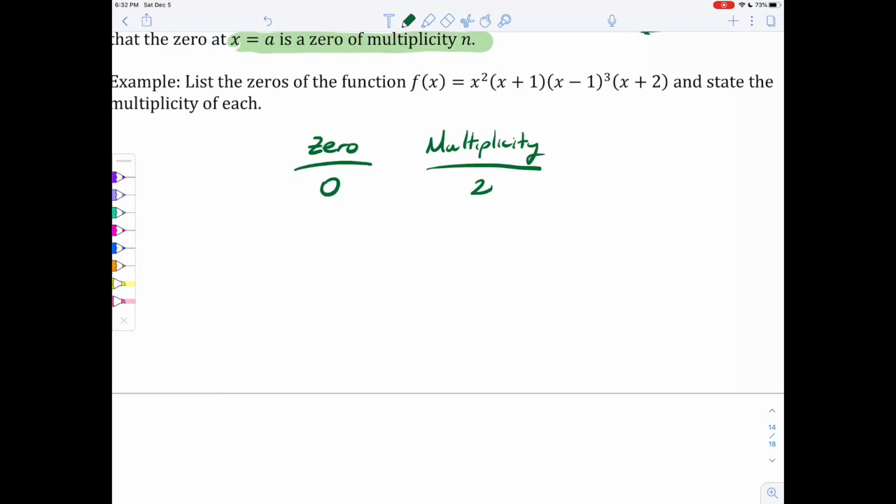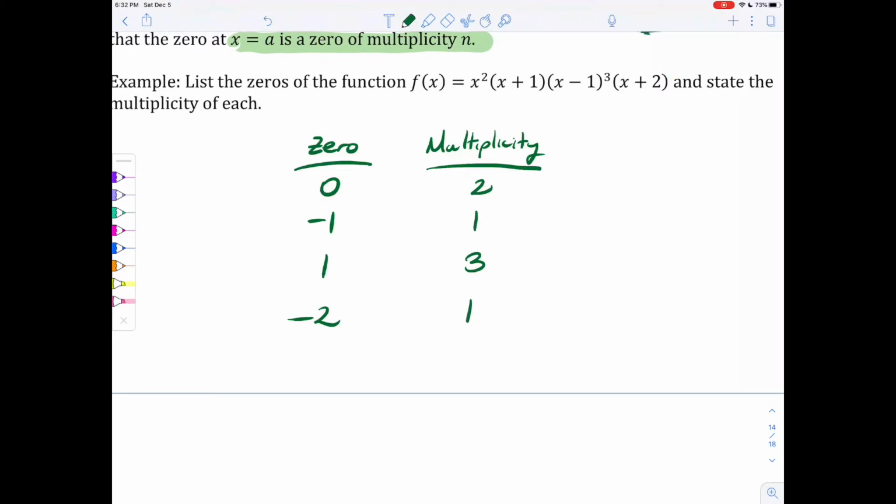Our next one is coming from this factor. What makes that factor equal to 0 is -1. The multiplicity of it, well, its exponent, it's invisible, but we know it to be there. It's 1. Then we've got this factor. What makes that factor equal to 0? Well, it's +1. And its multiplicity is right up here. That's 3. And then our last factor is x plus 2. What makes that factor 0? Well, that would be when x is -2. The multiplicity of that is just 1.